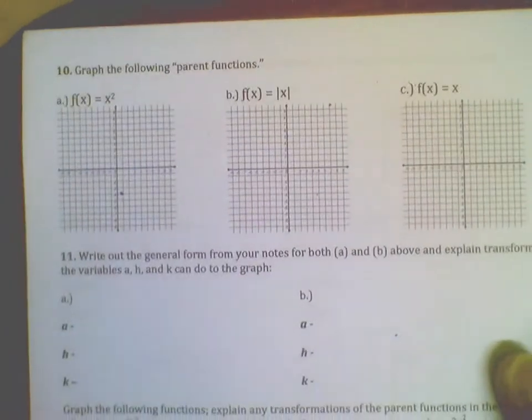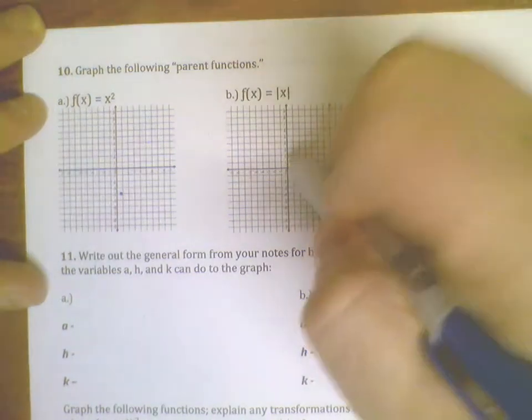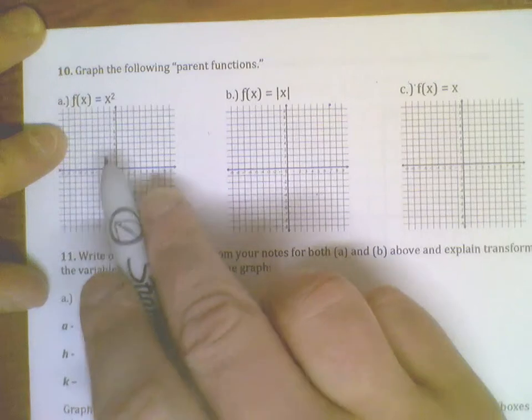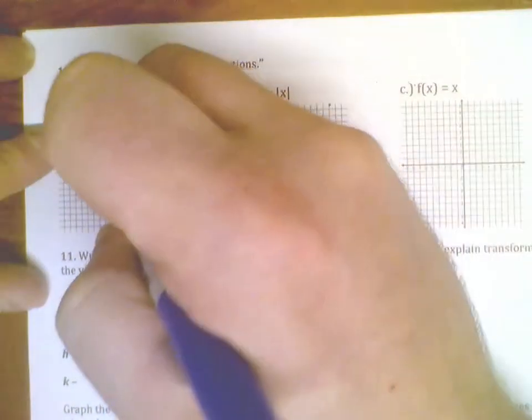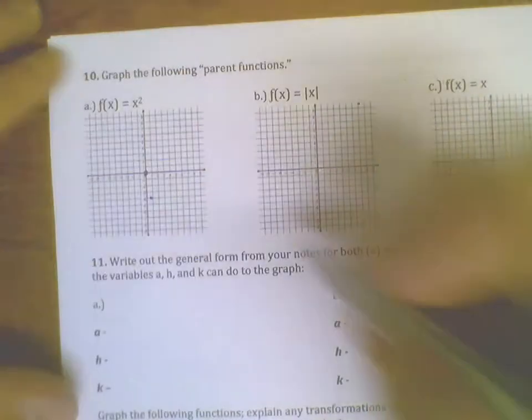So this one I'm going to kind of zoom through a little bit because I've done this in class quite a bit. So parent functions. Okay, my parent function for, let's do this one first. So they all start at 0, 0. Okay, so you could label 0, 0 on all these. X squared is a parabola.